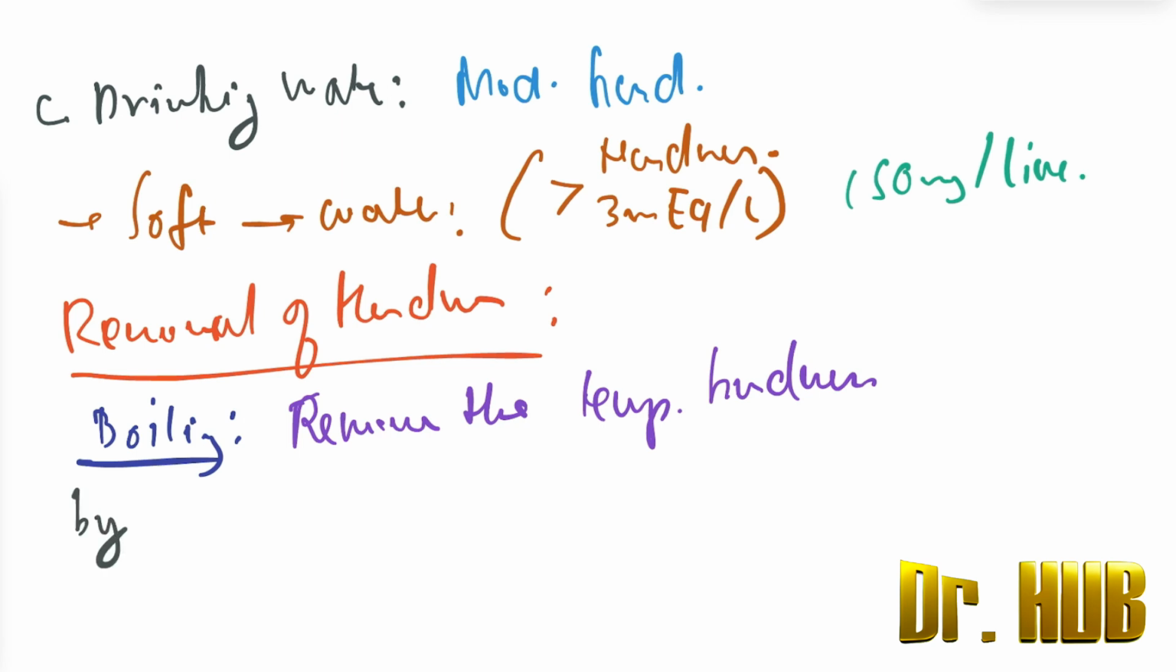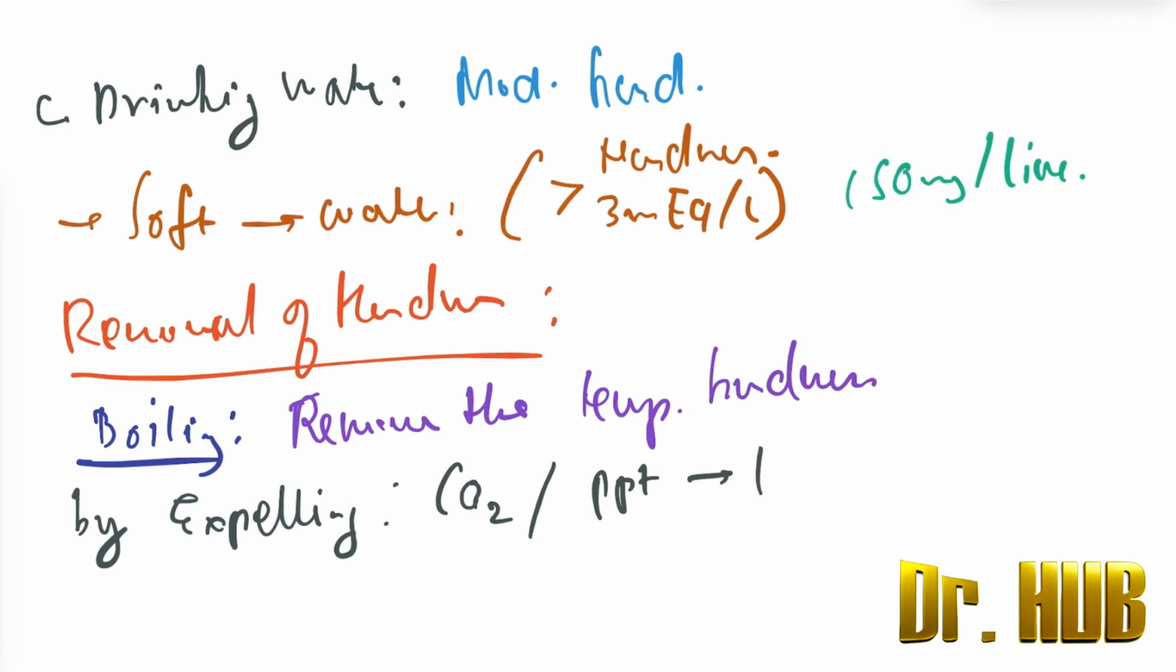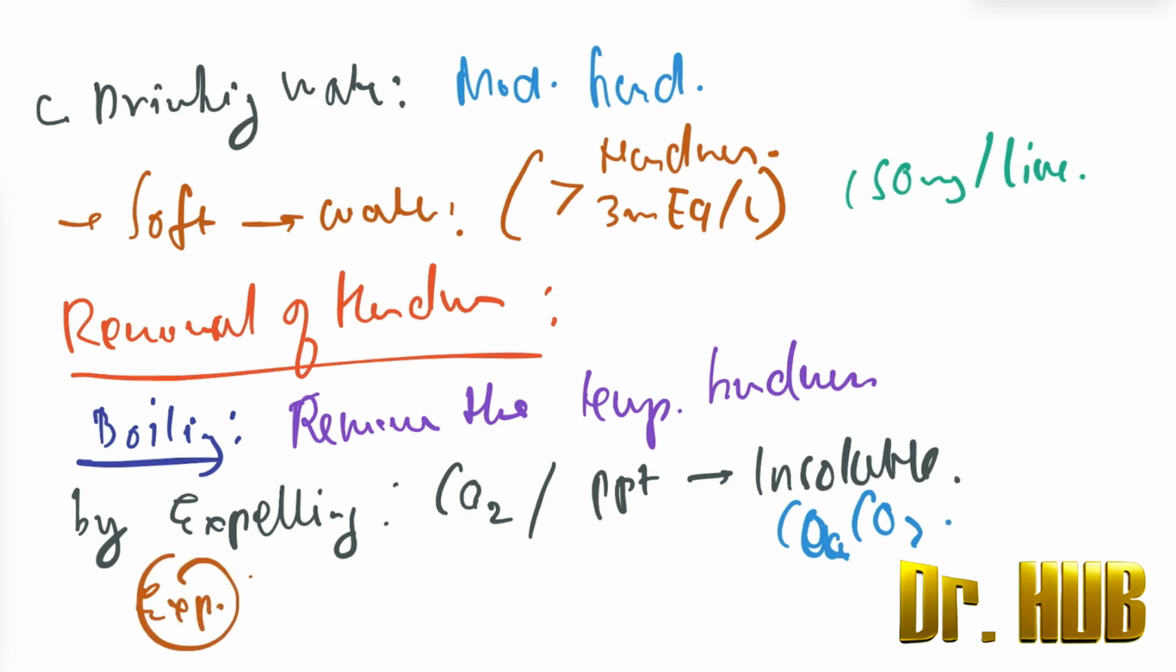This is by expelling the carbon dioxide and precipitating the insoluble calcium carbonate. On a large scale, it would be expensive to do this.